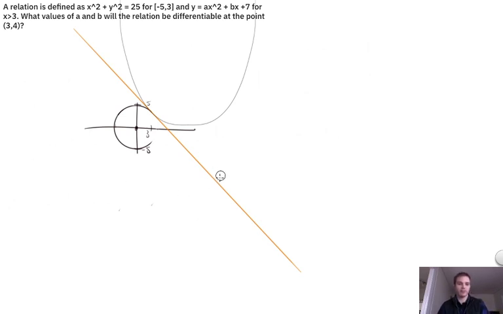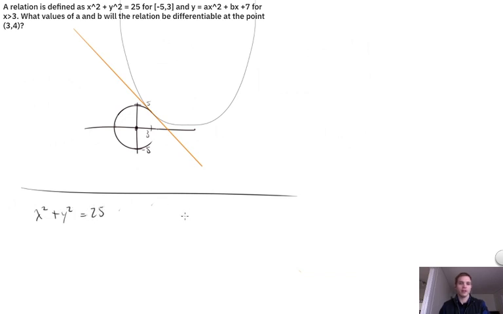All right. I should really think about how to make that language make more sense. Okay, this is the part where if you haven't been watching, you should start watching. So we want x squared plus y squared equals 25, and y equals ax squared plus bx plus 7 to have the same slope at the point 3, 4. You could also do the same thing for 3, negative 4 if you wanted.